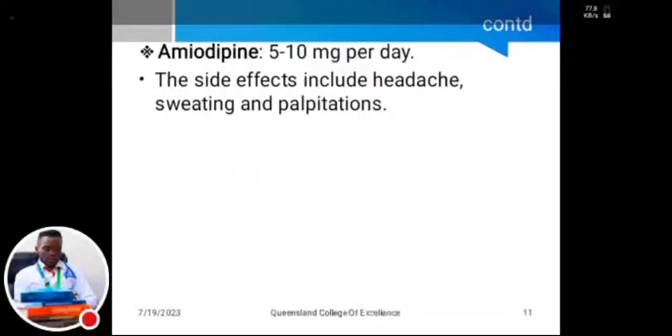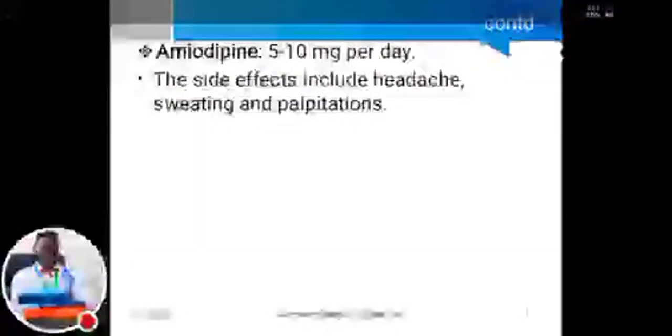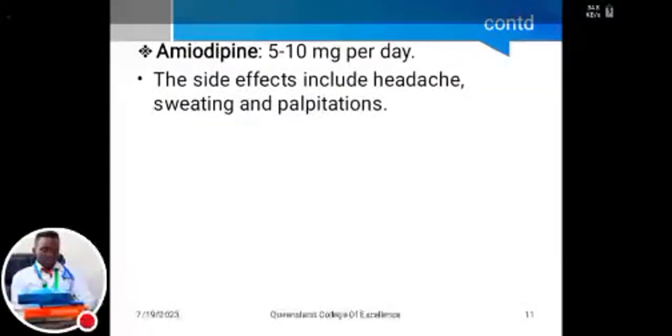The other drug is amlodipine. This one you can give 5 to 10 milligrams per day. The side effects include headache, sweating at night, as well as what? Palpitation. Why? The carbon dioxide partial pressure has been increased and the oxygen partial pressure has been reduced.